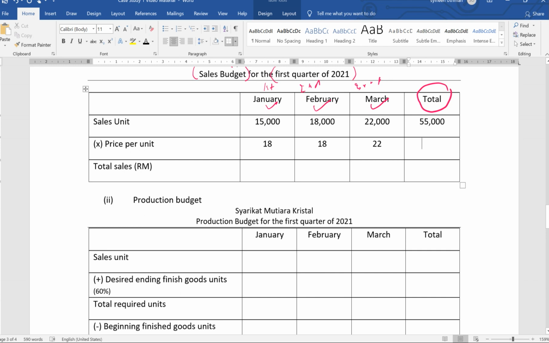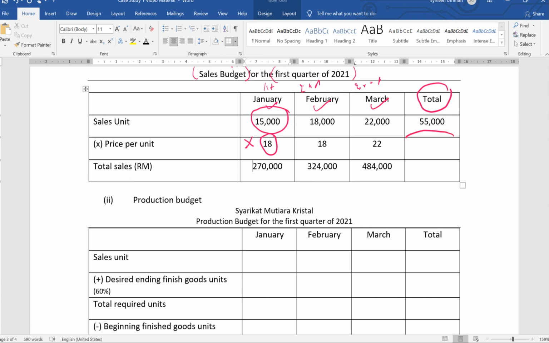Alright. Okay, so now I'm going to find the total sales for January, February, dan March. Okay, so 15,000 darab RM18. So for the month of January, Madam akan dapat the amount of 270,000. So February, we're going to get 324,000. March kita akan dapat 484,000 ringgit.